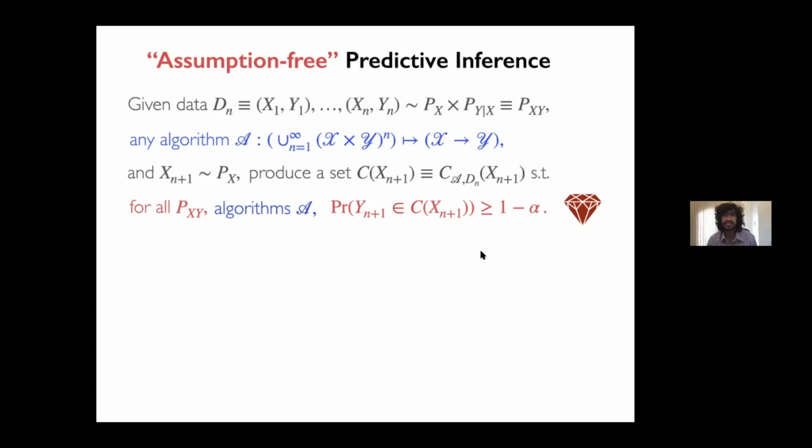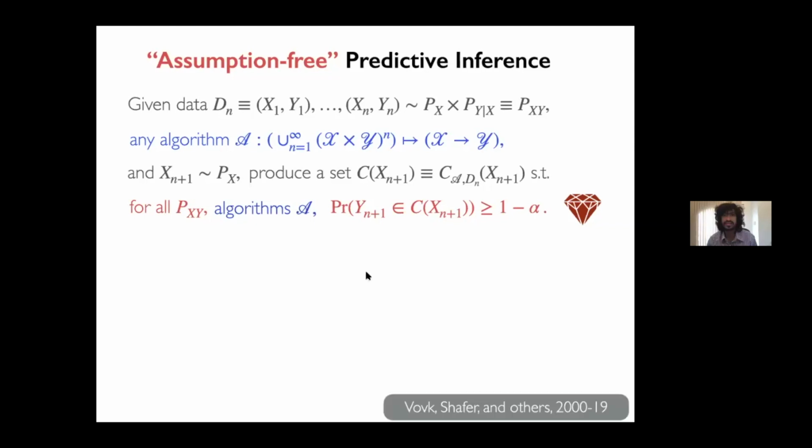We will not make any assumptions on P_XY, and we will not make any assumptions on A. A could be absolutely ridiculous. Obviously, in practice, we won't do something ridiculous. We'll do something somewhat sensible. But you are free to use your own adversarial A and give me your own adversarial P_XY, and yet the set I produce will have this guarantee. Obviously, the size of C will depend on P_XY and on A.